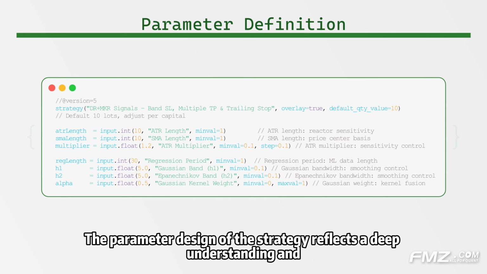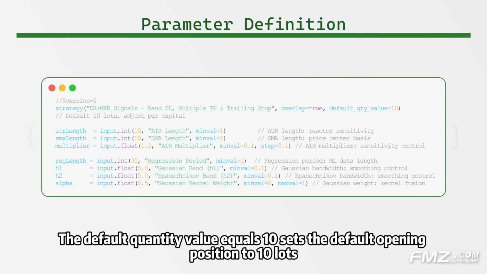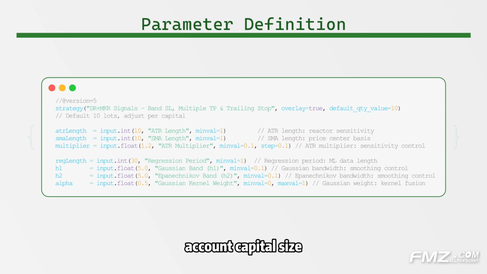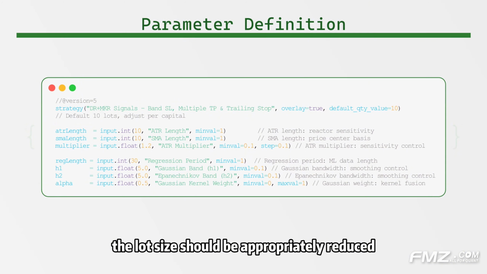The parameter design of the strategy reflects a deep understanding and precise control of market dynamic characteristics. The default quantity value equals 10 sets the default opening position to 10 lots. This parameter needs reasonable adjustment based on different trading varieties, price levels, account capital size, and personal risk tolerance. For high-value varieties or small capital accounts, the lot size should be appropriately reduced.